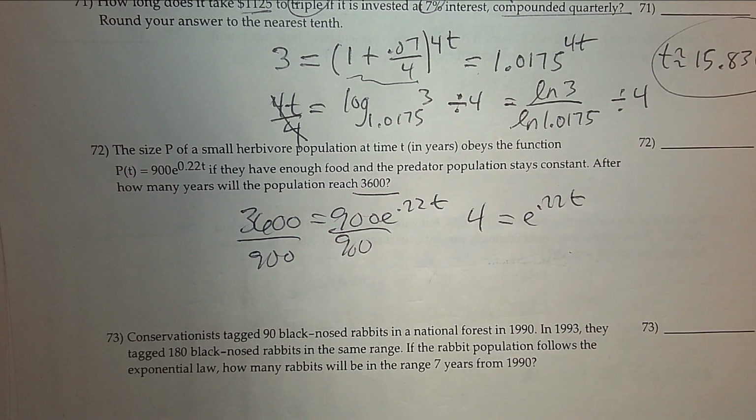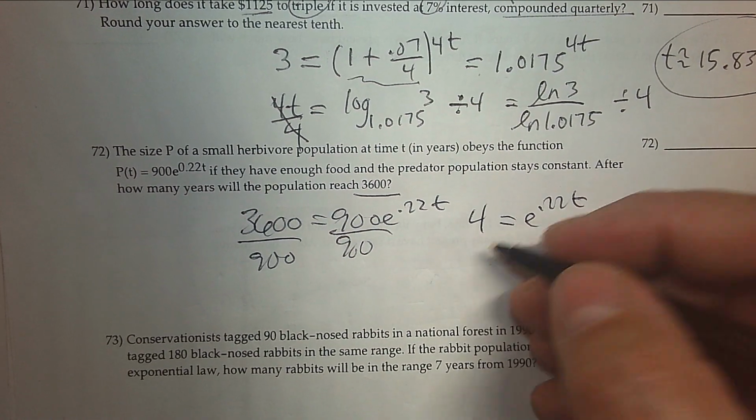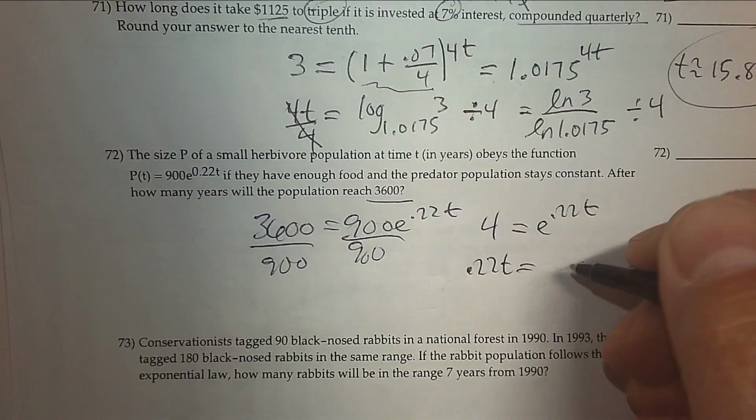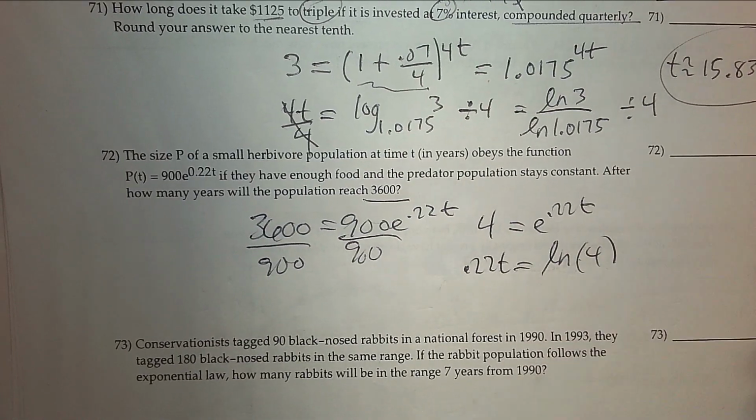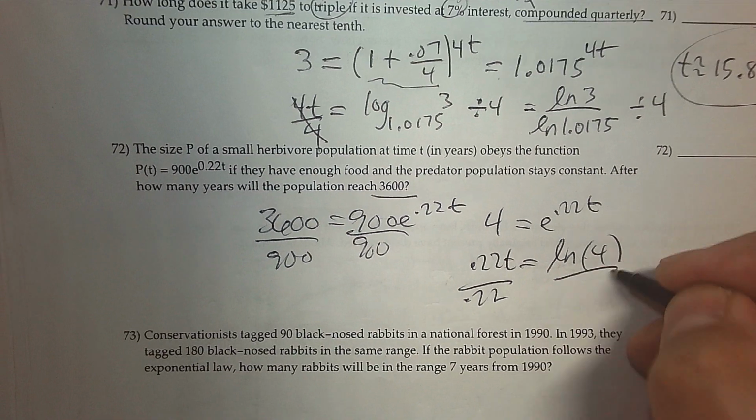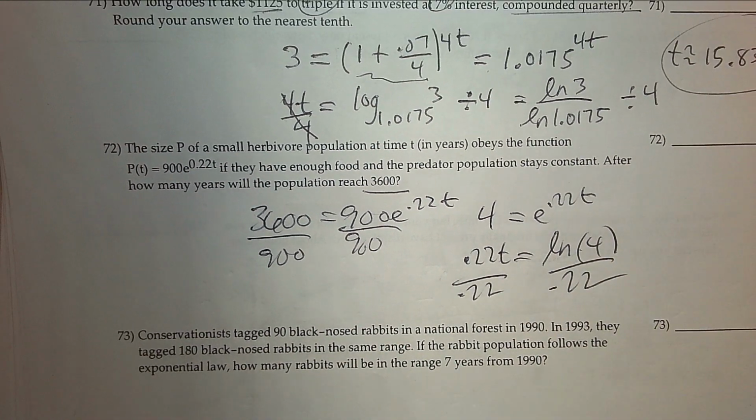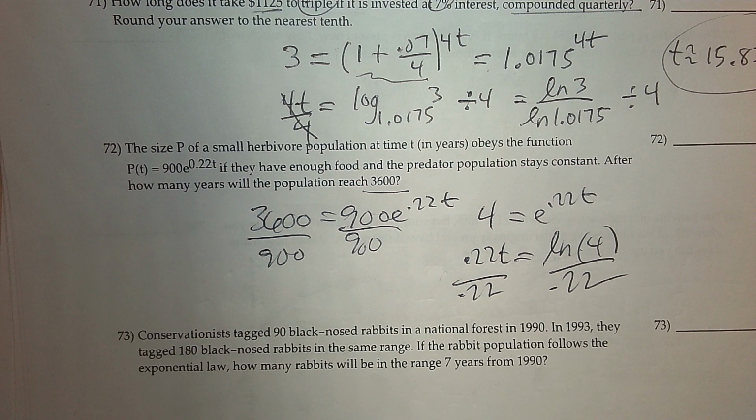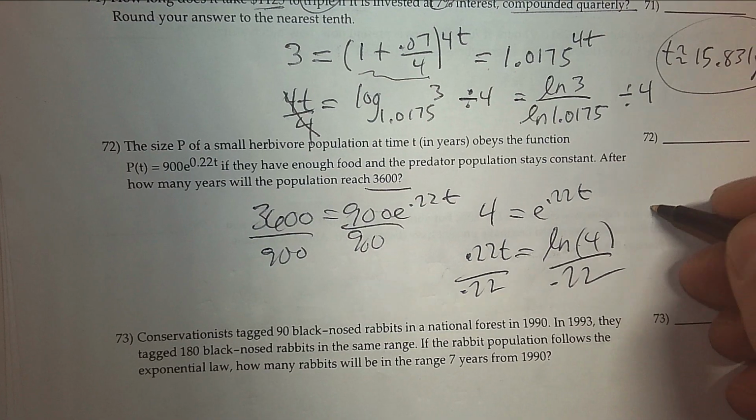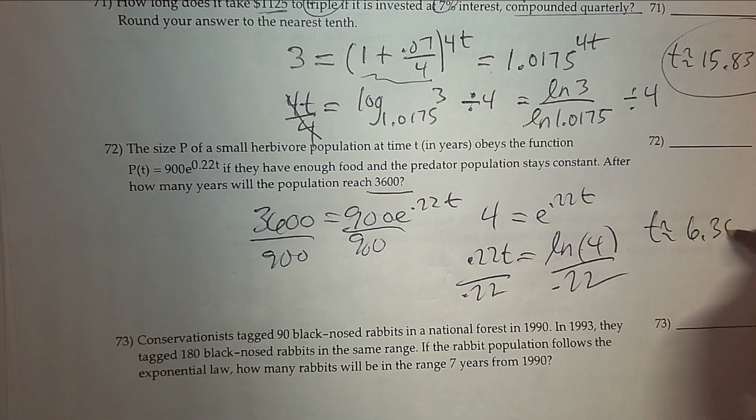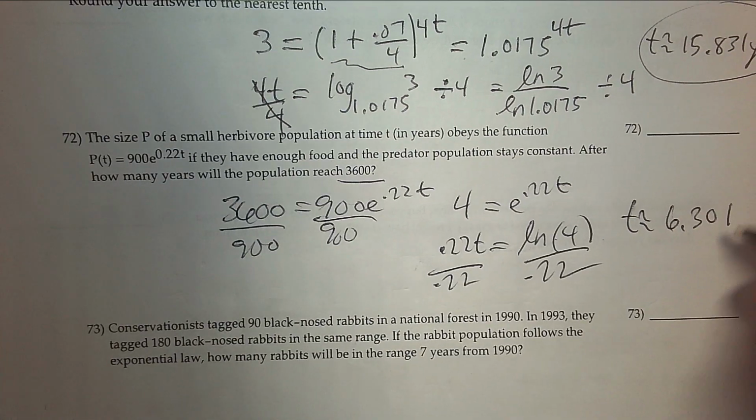Then I need to write it as a logarithm. So the exponent is 0.22t. It's ln, and what goes inside is 4. And then divide by 0.22. So ln 4 divided by 0.22. So that's 6.301, and that's in years.